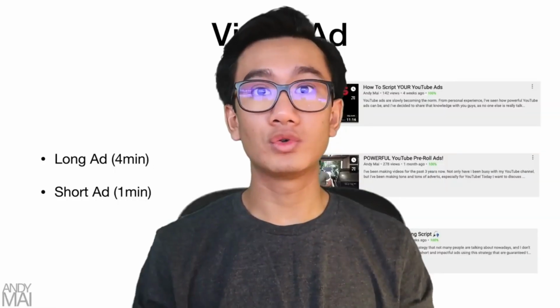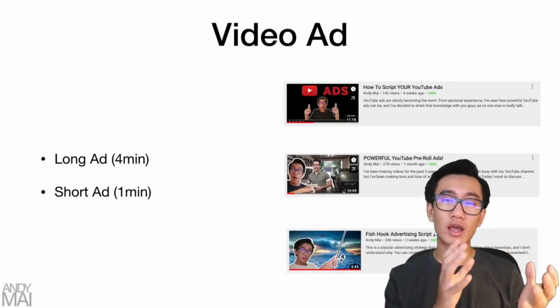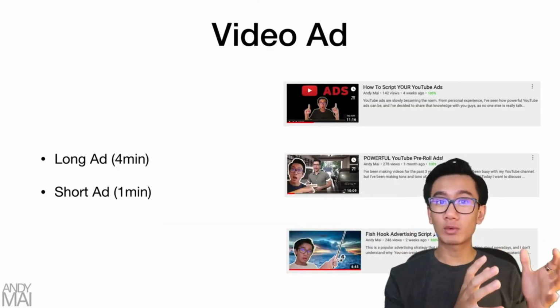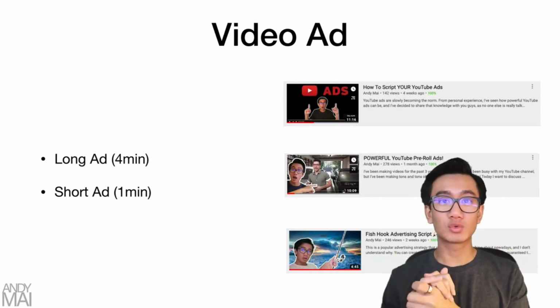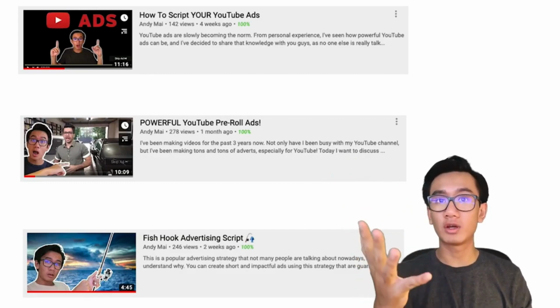Now, after you've collected a bunch of placements and keywords and have it all in a note, you then want to create the ad. You want to have two different ads: a long ad, which is roughly 4 minutes, and a short ad, which is roughly 1 minute. Now, when it comes to scripting your ads, I have 3 videos.